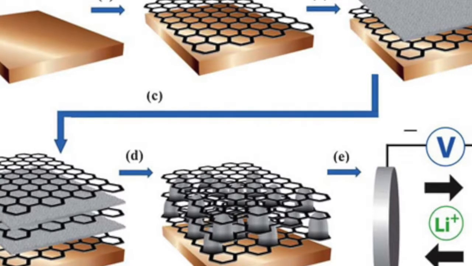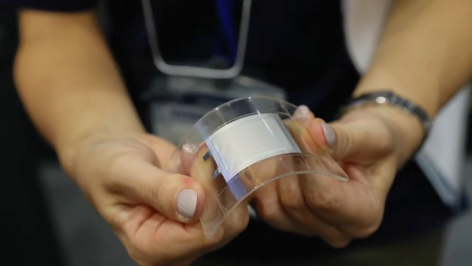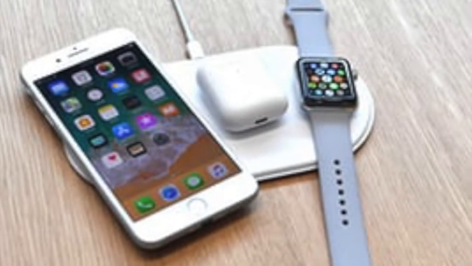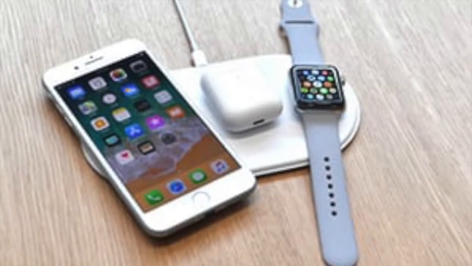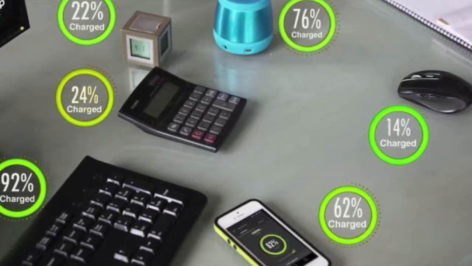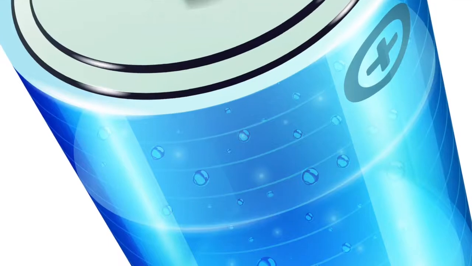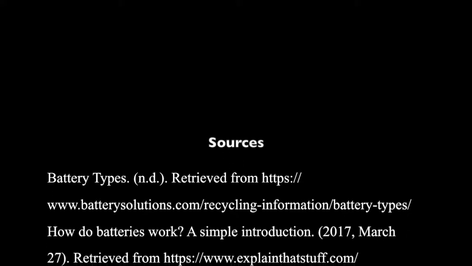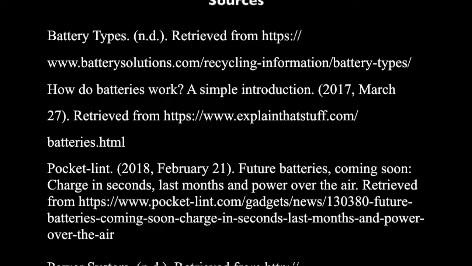To improve versatility, companies are working on batteries that are flexible. Another future improvement to battery versatility is wireless charging and over-the-air charging. To improve better safety, people are developing fireproof batteries. Overall, the future of batteries looks very positive.